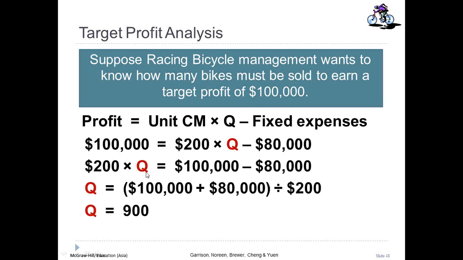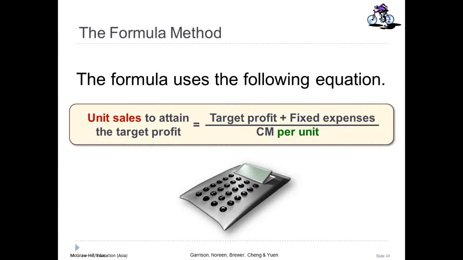$200 times quantity. You bring your $100,000 over here, subtract the fixed expenses. Bring the $200 per quantity, which is our contribution margin. We need to sell 900 bicycles. Now we can use the formula method as well.